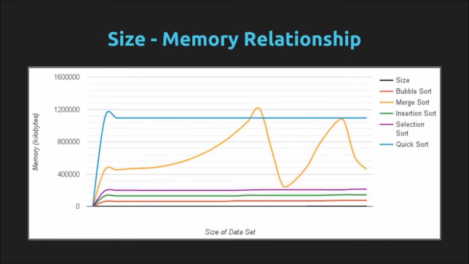The memory consumption for merge sort and quick sort are higher because they are recursive in nature. The memory consumption for merge sort fluctuates because of the copying process involved in it. For all sorting techniques, the memory consumption increases with the size of the dataset, some more drastically than the others.